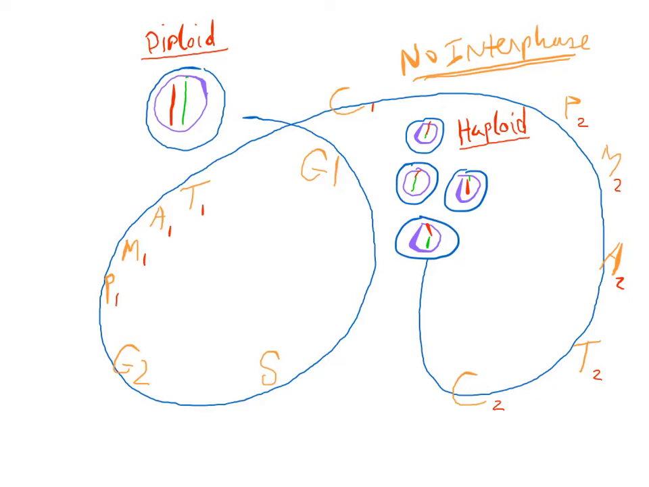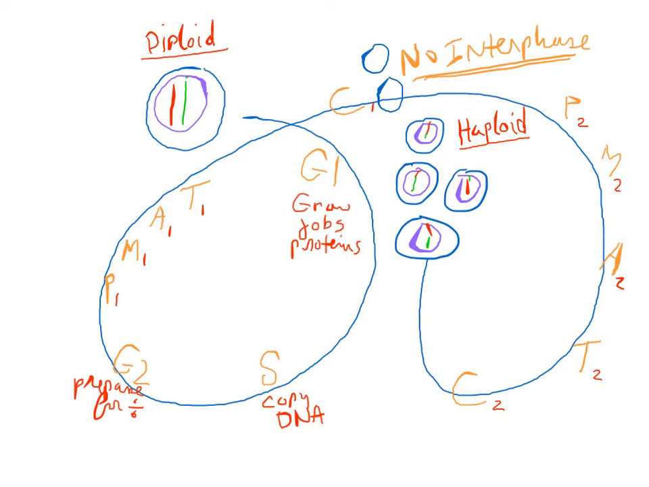G1 is just like for mitosis, where the cell is growing. It's doing its jobs. It's making proteins. Synthesis phase is when it copies the DNA. And if it's an animal cell, it would copy the centrioles. G2 is when it prepares for actual division. One more thing to note is at the end of the first cytokinesis, we will end up with 2 cells. And I'm not going to bother drawing the DNA in these nuclei.